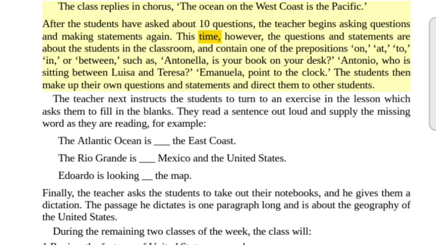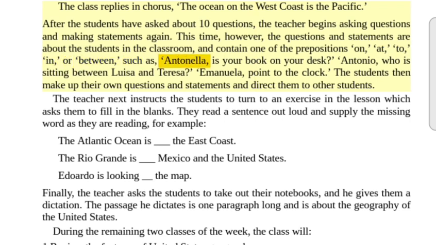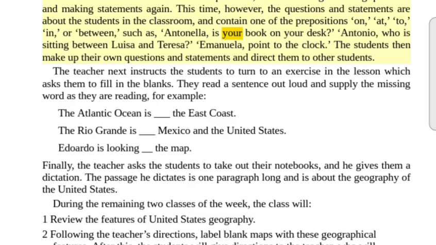This time, however, the questions and statements are about the students in the classroom, and contain one of the prepositions on, at, to, in, or between, such as, "Antonella, is your book on your desk?" "Antonio, who is sitting between Luisa and Teresa?" "Emanuela, point to the clock." The students then make up their own questions and statements and direct them to other students.